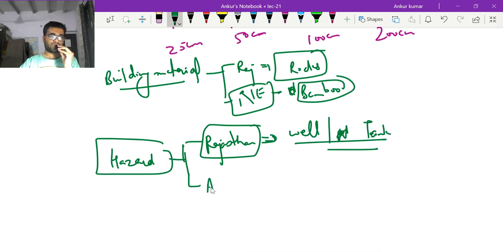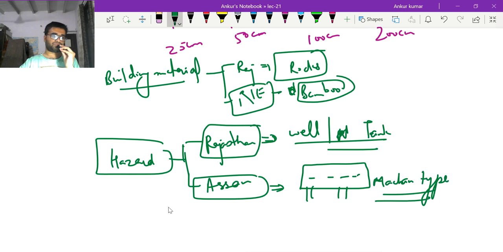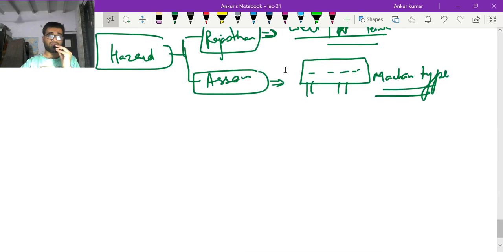However, in the case of Assam, there is a different kind of hazard, that is, flood is the main hazard. So the houses are built on bamboo stilts like this. These types of houses are called machan type houses. So this is another factor that affects how different types of houses may evolve in different areas.